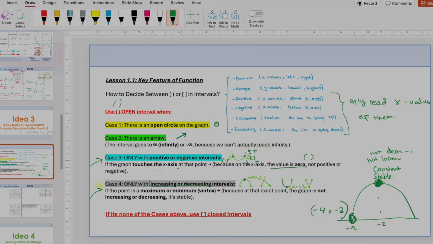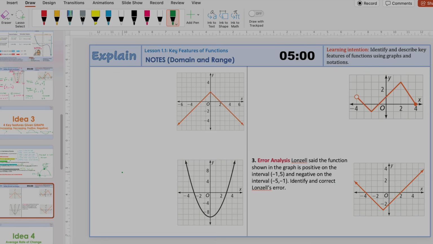Okay? Now, when do we close the brackets? If none of these cases is happening. Okay? Let's see. So let's start with this graph. Let's talk about first positive intervals, increasing, decreasing. For positive, I'm gonna use this color and just shade. When is it positive? Positive means above the x-axis. So this is when it is positive.